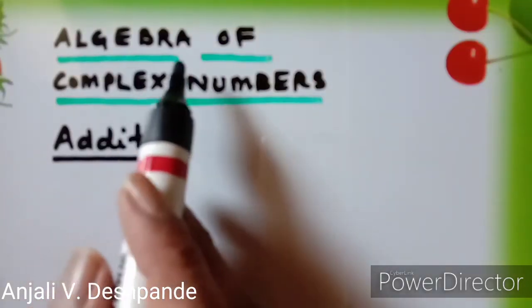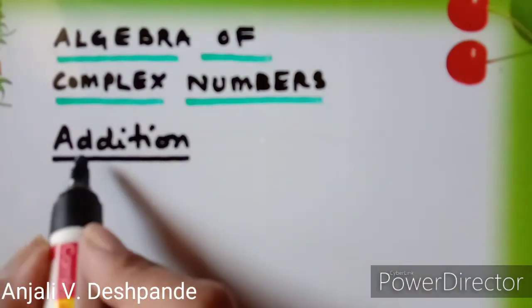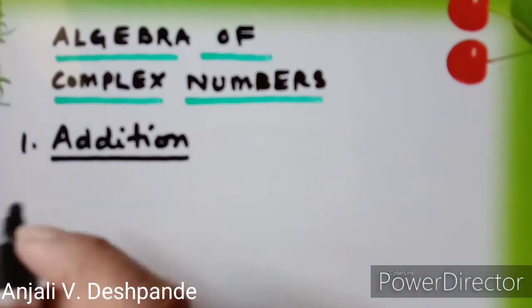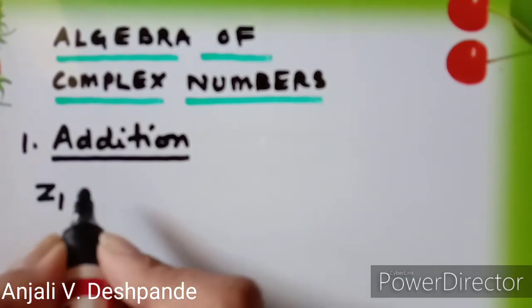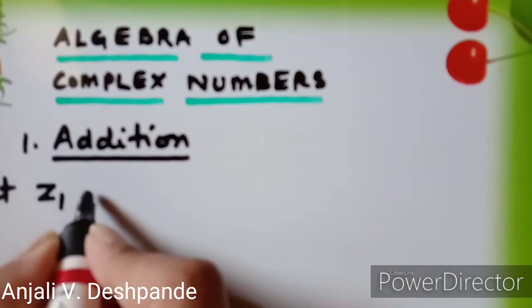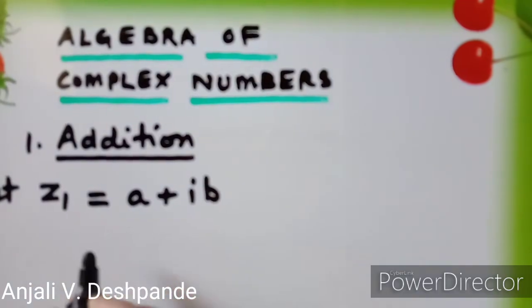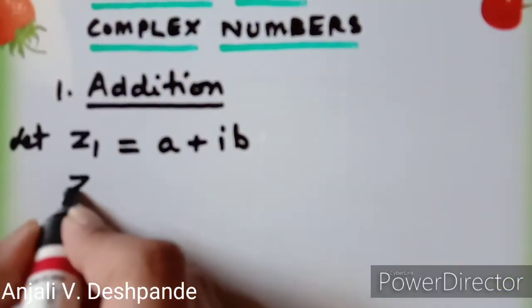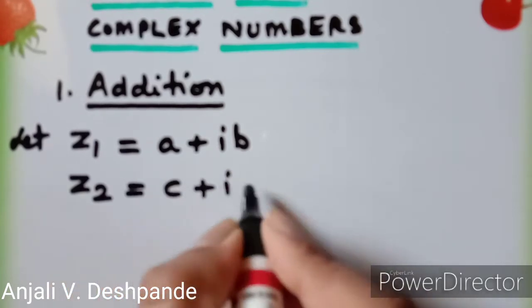So in today's video we are going to discuss the algebra of complex numbers. In this we will first deal with addition. So first of all we are going to define two complex numbers. Let z1 be equal to a plus ib and let z2 be equal to c plus id.